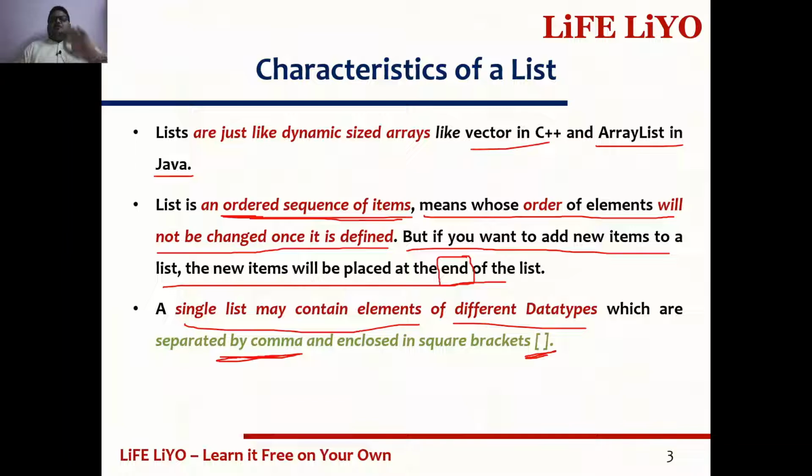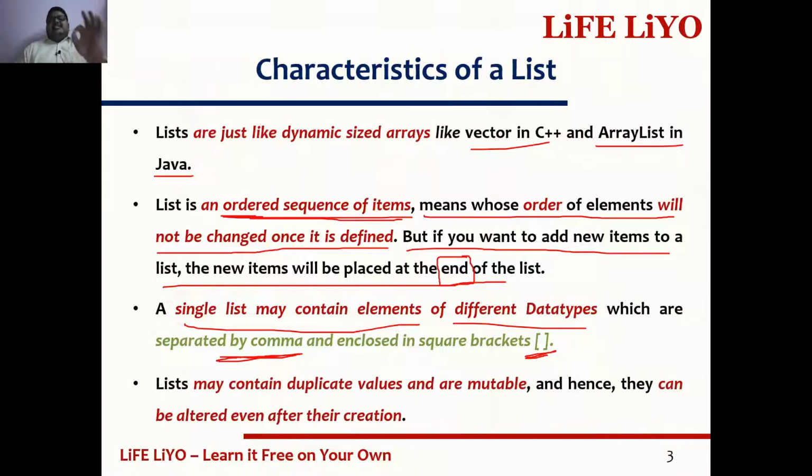Next, and the most important point, a list is mutable and may contain duplicate values. What does mutability mean? Mutability means we can alter the list even after its creation. That is, we can add new items or delete existing items from the list after its creation. That is called mutability. That means we can manipulate the list.